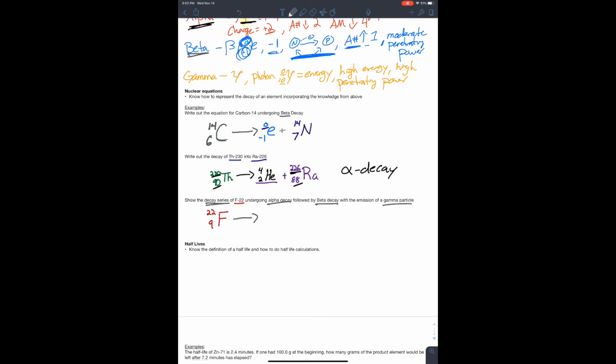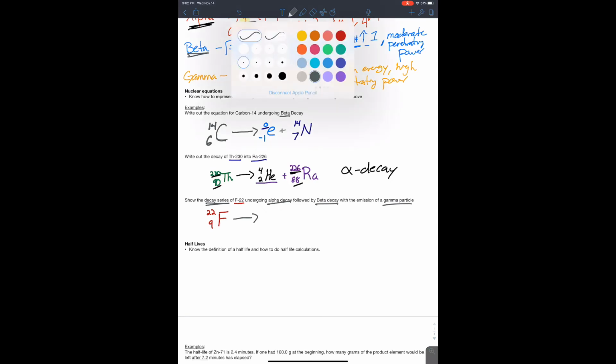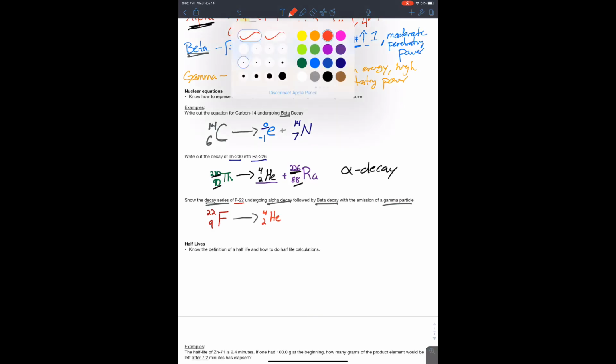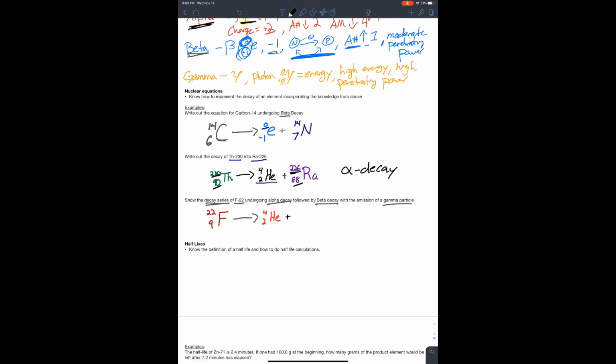So I like to do this with the last question, kind of bring it all together with a bunch of stuff. So we know that first of all, it's undergoing alpha decay. So I'll do that in the original color of alpha decay that we did up top. So we know it's losing a helium nucleus. Okay, and if it's losing that, then we know that 9 is going to go down by 2. It's going to be 7. 22 is going to go down by 4. It's going to be 18.